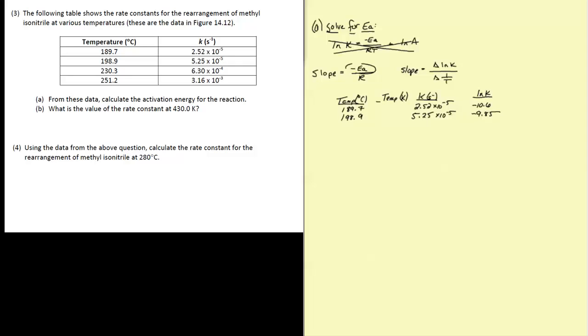But also it's worth noting, and this is important, the temperature must be in Kelvin. So before you can do the 1 over temperature, you have to convert your temperature from Celsius into Kelvin, and then you have to divide 1 by your Kelvin temperature.